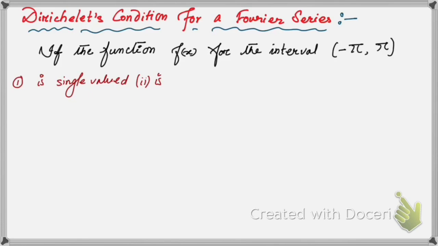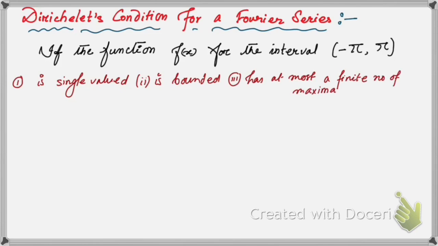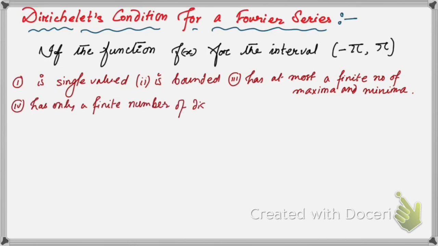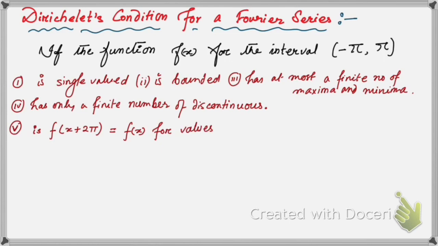Number 2 is bounded and has at most a finite number of maxima and minima, has only a finite number of discontinuities, and is periodic. Here you see f of x plus 2 pi and f of x, these two are equal for values of x outside this interval, the closed interval minus pi to plus pi.